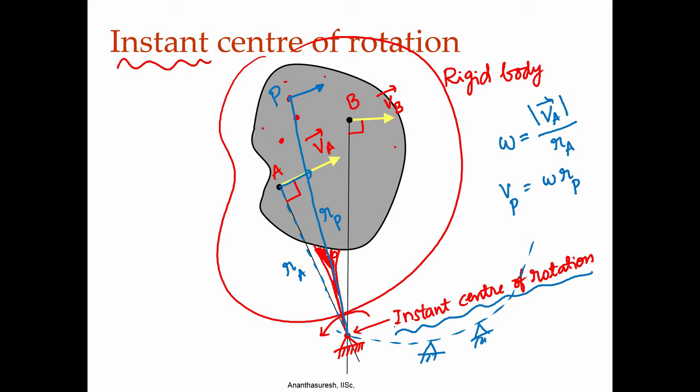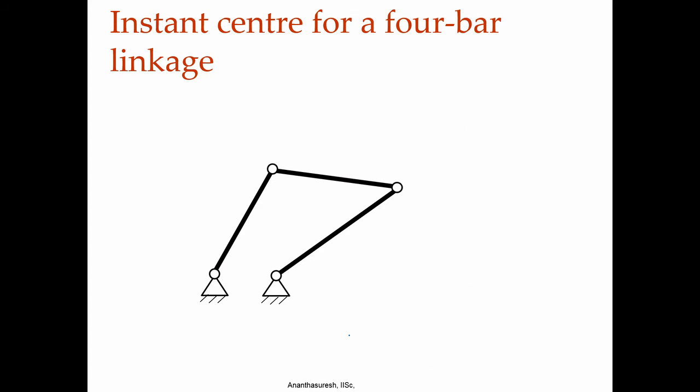Our interest is only to understand what the instant center of rotation is. You have 2 points and you just need to draw perpendiculars to the directions of velocities at those 2 points, then you get a point of intersection, that is the instant center of rotation. That point at that instant will have 0 velocity. Now, let us look at a 4 bar linkage.